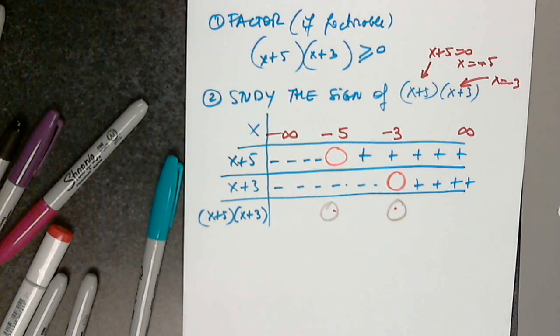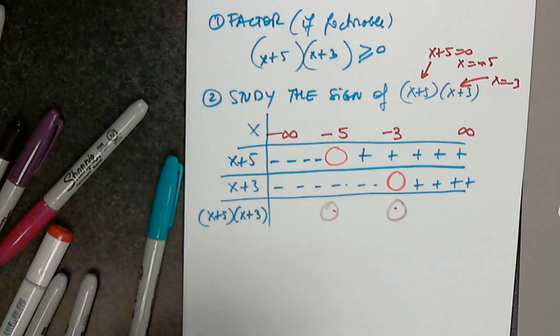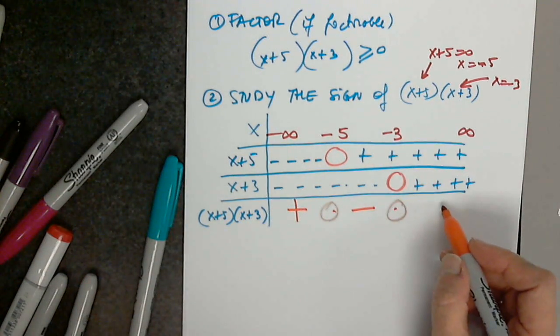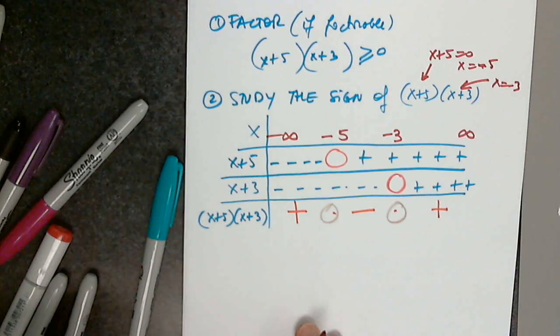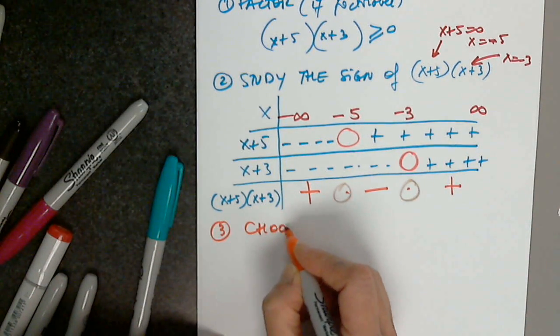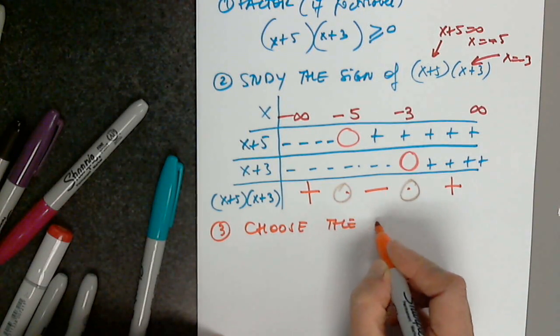On the first subinterval, I multiply 2 negatives. What will be the sign of the product when I multiply 2 negatives? Right. On the second subinterval, I multiply a positive by a negative. What will be the sign of the product? And finally, I have no negatives. Only now, in step 3, choose the interval.